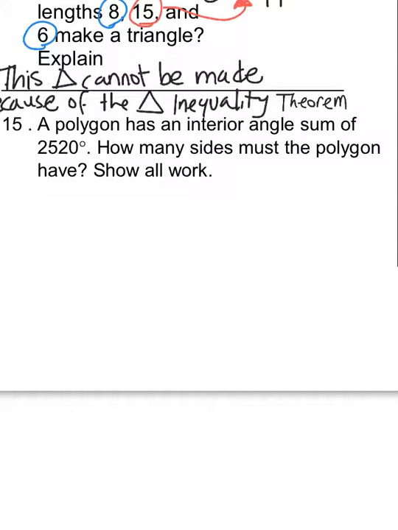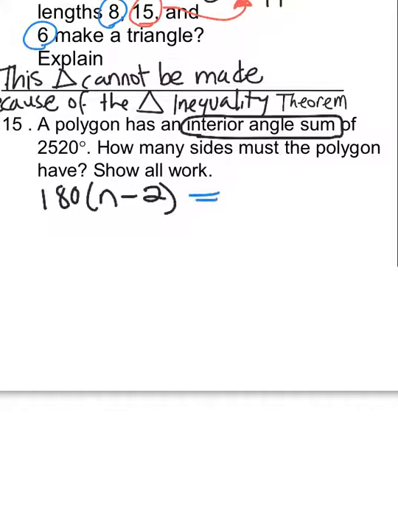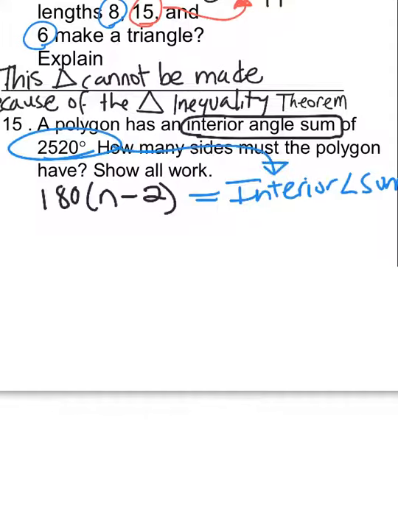So we know the polygon sum theorem says that I need to have 180 times n minus 2. Now that should give me my interior angle sum, and they actually gave me my interior angle sum. I was given this number, which is 2520, so I need to substitute it right here.